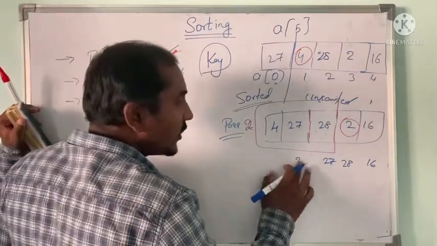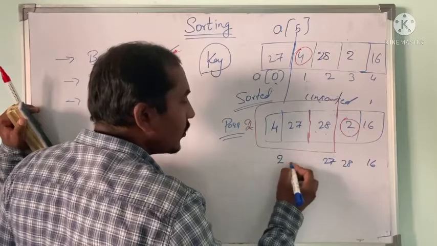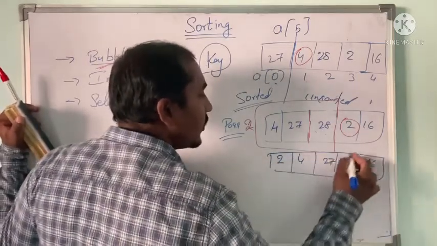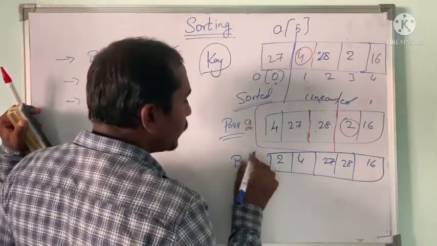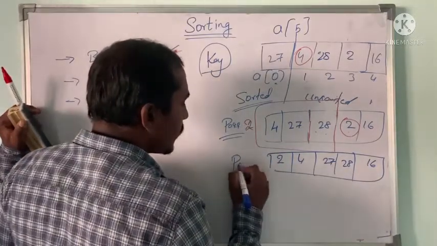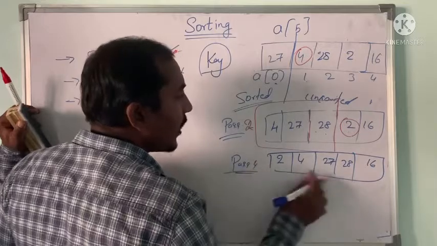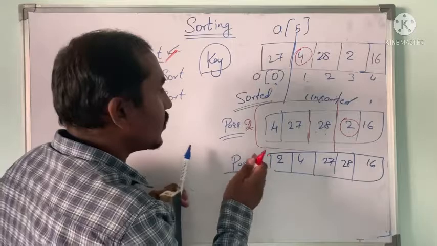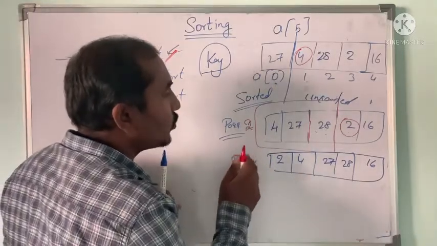So 4 is also greater than 2. So we are going to write 2 as well as 4. So this will be the result after pass 3. So once I write pass 3, I am going to get the result like this. And at last, we have finished pass 1 and pass 2 as well as pass 3.